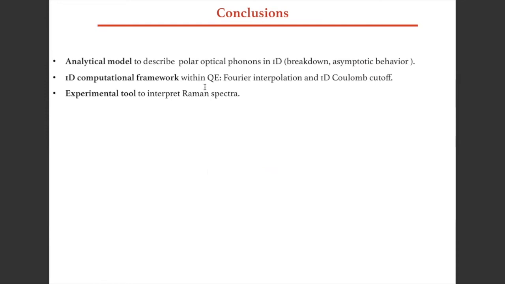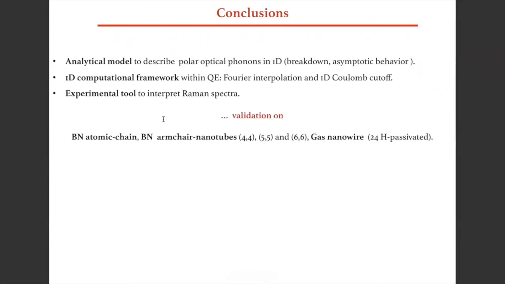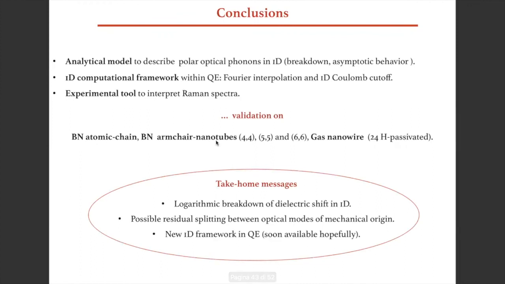And we showed how this analytical model, empowered by the DFPT or by other experimental inputs, can be turned into a ready-to-use experimental tool for the experimental community to interpret this kind of spectra. We validated the full work, so both analytical model and implementation, based on a portfolio of meaningful one-dimensional materials, so atomic chains, nanotubes, and nanowires. And the final take-home messages are basically these.